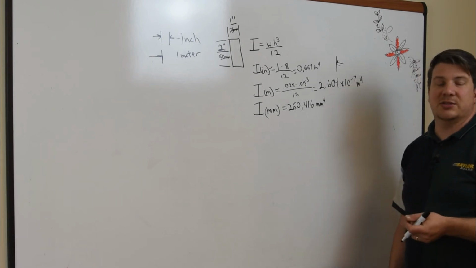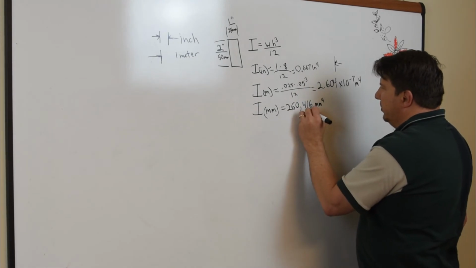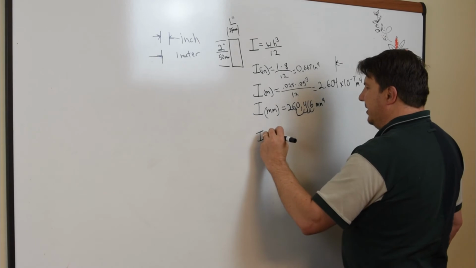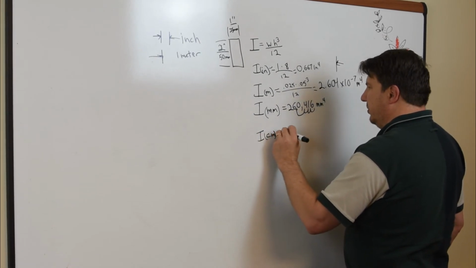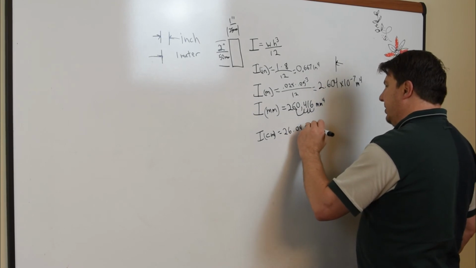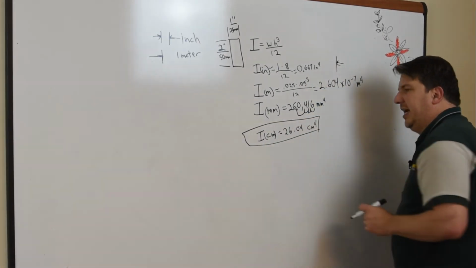Okay, so let's do centimeters. And 1, 2, 3, 4. Move it over. So I in centimeters is equal to 26.04 centimeters to the fourth. So centimeters is probably that happy medium.